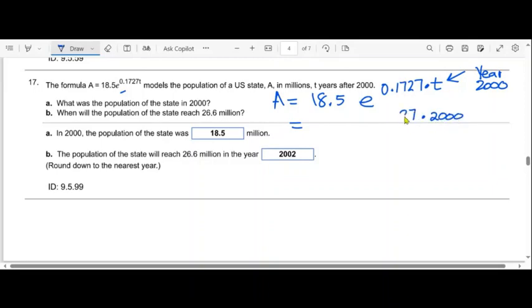So we're going to use the calculator. How much is 0.1727 times 2000? It will give us 345.4. Now you need to find the e for this: e to the power of 345.4. How much? 345.4.